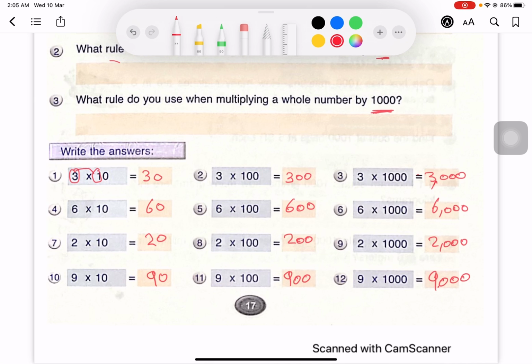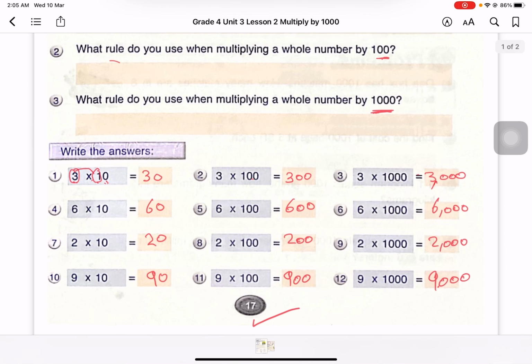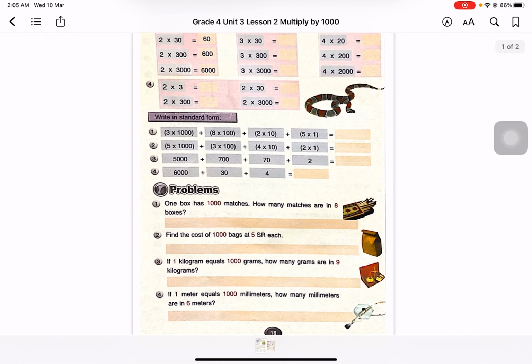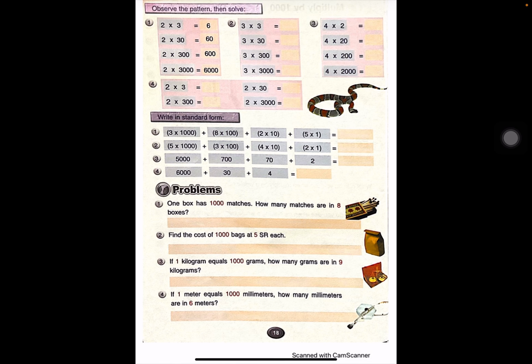Now, so you know how I will solve this. It's very easy. Go to the basic fact, multiply, then drop the zeros depending on whether you are multiplying by 10, by 100, or by 1000. This was on page 17. Now let's move to page 18, okay? On page 18, they repeat what they said on the first page, and you are going to continue.